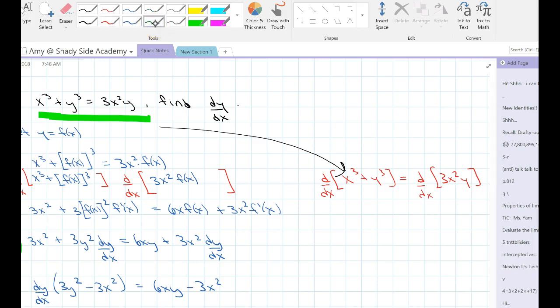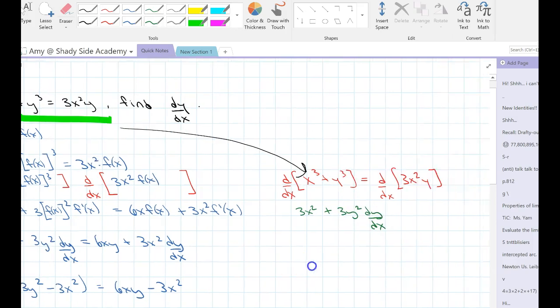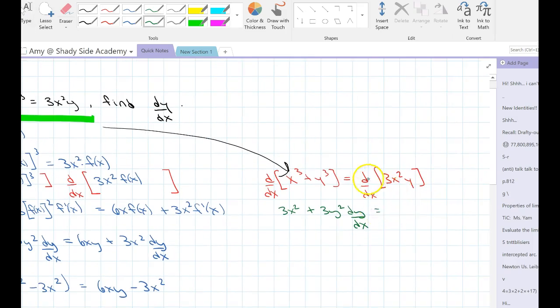When you take the derivative, here's what's going to happen. The derivative with respect to x of x cubed is just the power rule, 3x squared, plus the derivative with respect to x of y cubed. It's still going to be the same derivative rules, but we tack on a dy/dx. On the right-hand side, we have the product rule. The derivative with respect to x of 3x squared is 6x times the second function untouched, y. We are not tacking on a dy/dx here because we're not taking the derivative of the y expression. You understand? Okay?